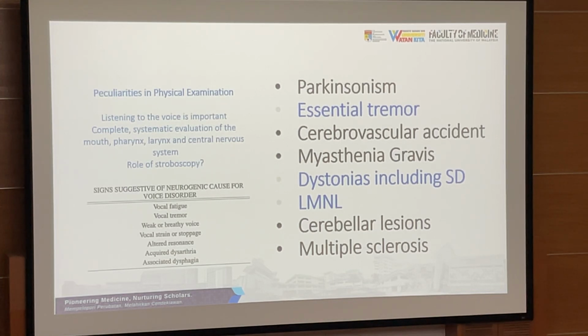So the learning point for this lecture is listening to the voice and trying to identify which ones are essential tremor, which ones are spasmodic dysphonia. Of course, unilateral vocal fold paralysis, I've already shown an example of a patient with unilateral vocal fold paralysis. Vocal strain or phonatory breaks, this we call stoppage. Altered resonance is present in pseudobulbar or bulbar palsy.